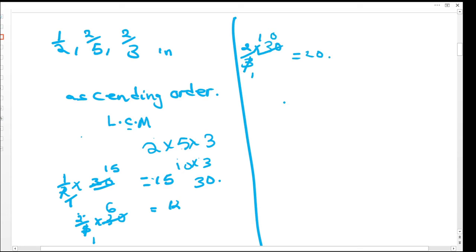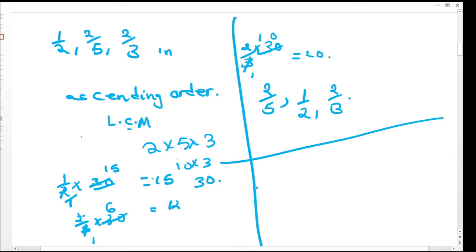Now we are going to look at what each fraction has produced. The first fraction produced 15, the second one produced 12, the last one produced 20. Remember the question was to arrange them starting from the smallest. So we look at the fraction that has produced the smallest number, which is the second fraction, so automatically it is 2 out of 5. So in ascending order, it will be 2 out of 5, then followed by 15, which was from a half, then lastly 2 out of 3.